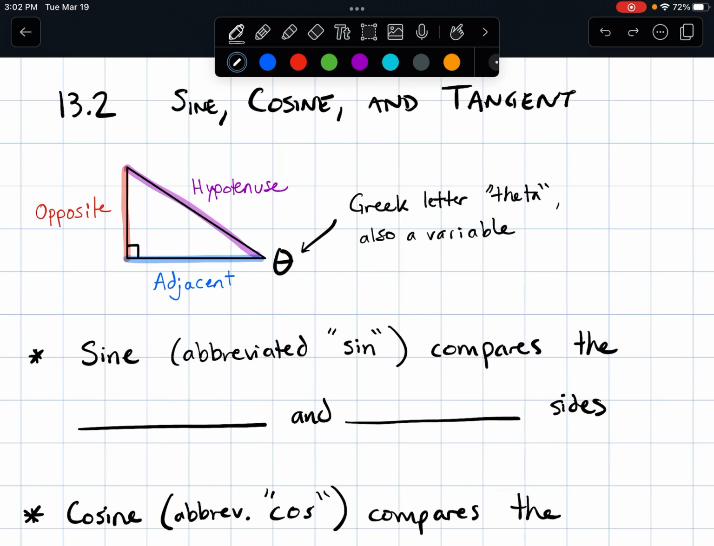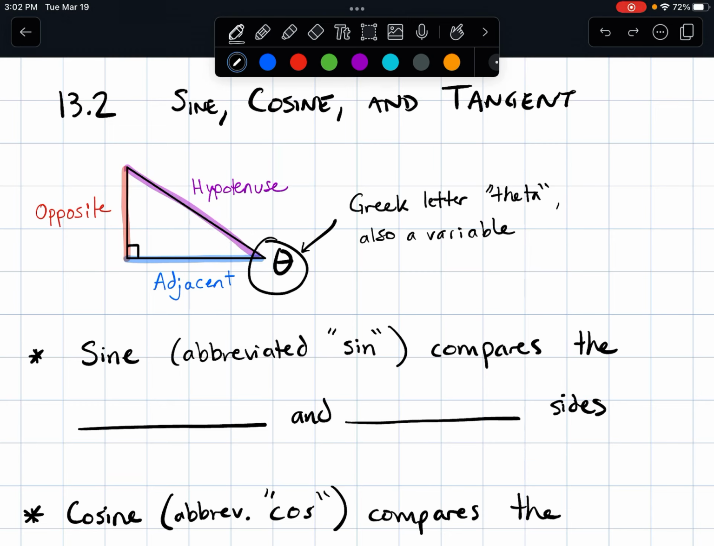So when I look at this angle specifically, theta, right here, this blue side would be called the adjacent side. Adjacent means next to. This red side would be opposite because it's completely opposite the triangle. And the purple side here would be called the hypotenuse because it's the longest side. Remember, the longest side is always opposite the right angle.